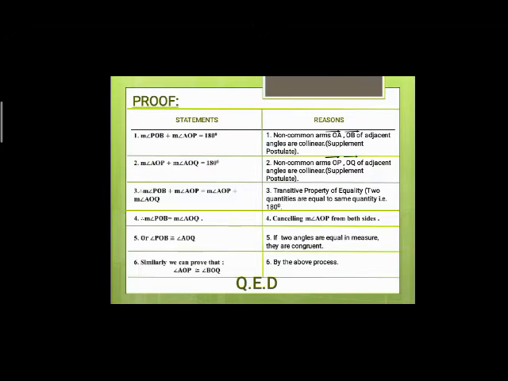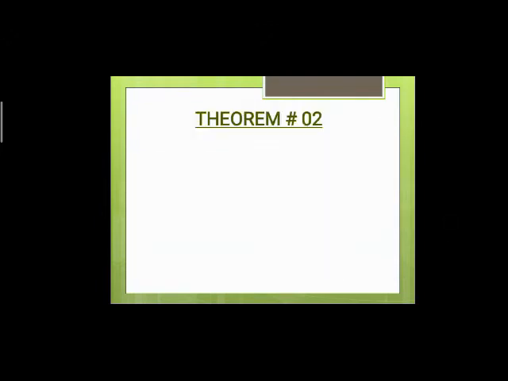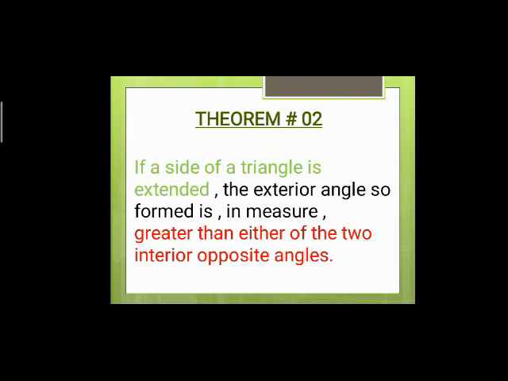Hopefully you all understand, and you easily memorize all the things that we discussed in the proof of that theorem. Now we move forward to theorem number 2. The statement of theorem number 2 was: if a side of a triangle is extended, the exterior angle so formed is in measure greater than either of the two interior opposite angles. It means that we have a triangle with an exterior angle already formed, and we have to prove that the exterior angle is greater than the interior opposite angles.